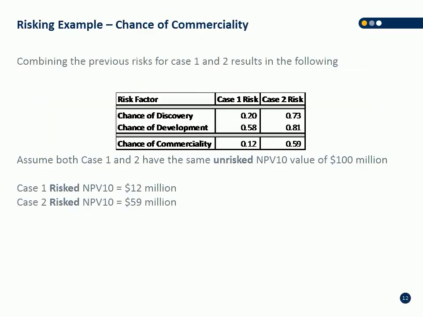So what happens with prospective resources is you have to multiply the chance of discovery and chance of development to get the chance of commerciality. So this is your total risk factor for those resources.